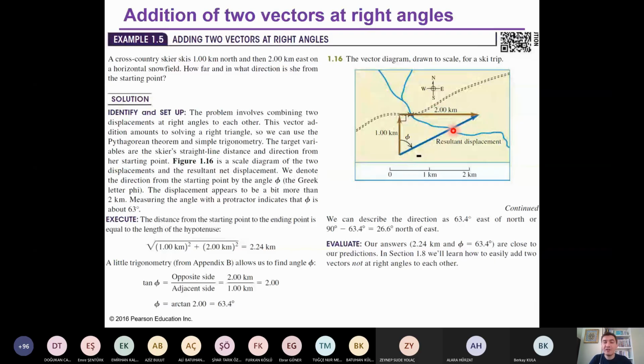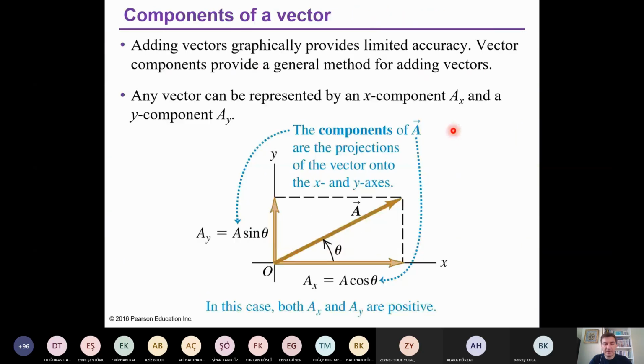Next, we have components of a vector, but here I will stop and then we will continue on Thursday to discuss the components of a vector. If you have any questions, please let me know.